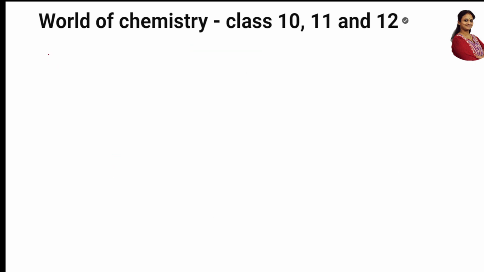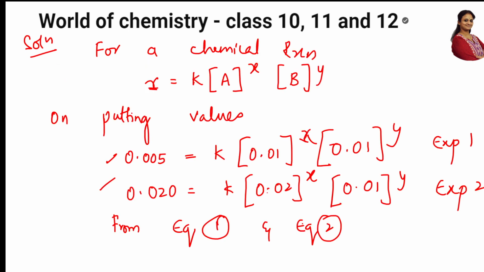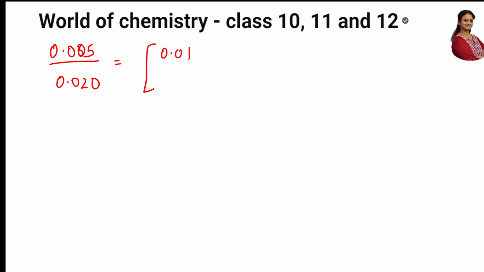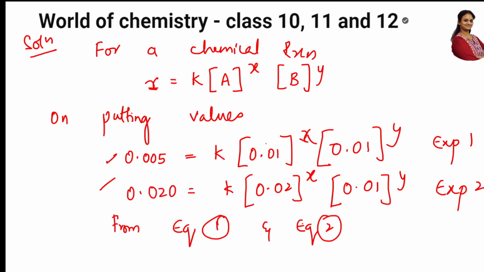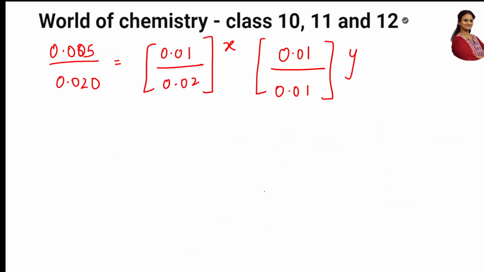When I divide the first one by the second one, 0.005 is the first one. What is the second one? It is 0.020. Then what is the A value, students? See here, 0.01 divided by 0.02, whole to the power x. One more, y: 0.01 divided by 0.01, whole to the power y. Nothing else I did; I divided this one by this one. So when I divide 0.005 by 0.020, isn't that 0.25? What is 0.25, students? It is nothing but 1 by 4.